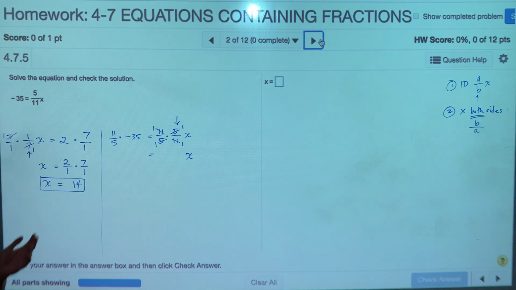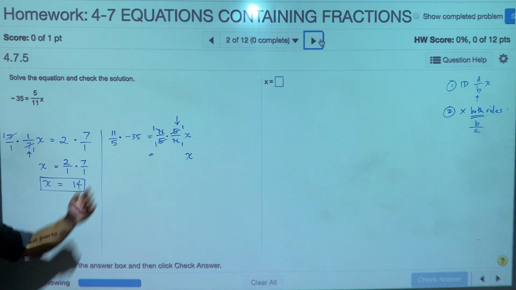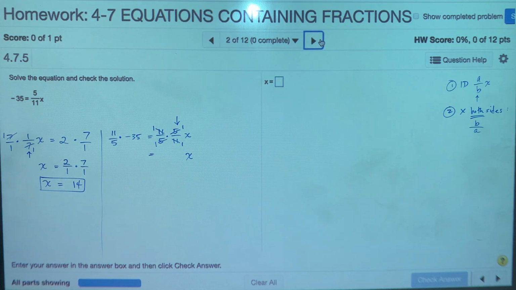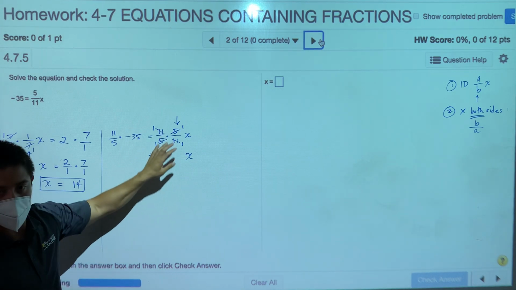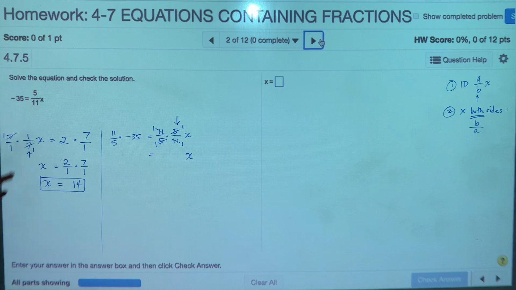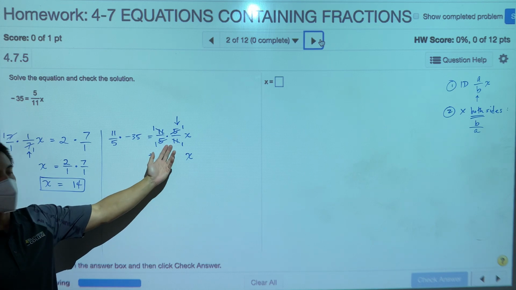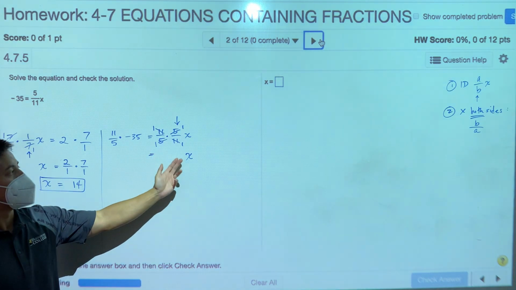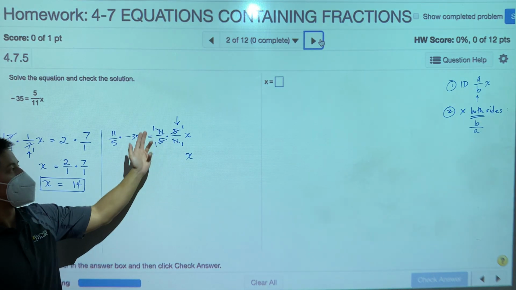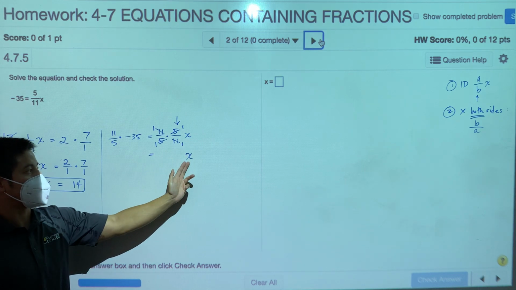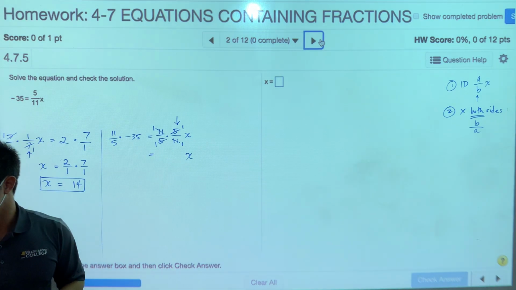Eventually, I'm not going to write it at all. I'm just going to mark it out and then put an X or Y or Z, whatever it happens to be. But I do this for you so that you can see the purpose why. It just doesn't disappear. We are actually utilizing skills that we've had from before to eliminate the coefficient in front of the variable so that we can get that variable by itself.